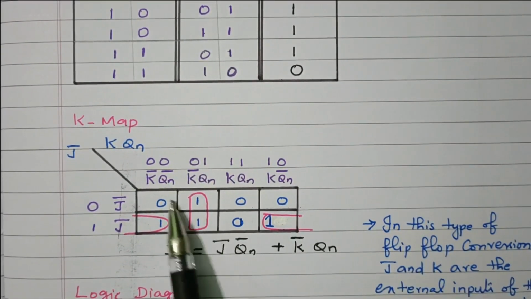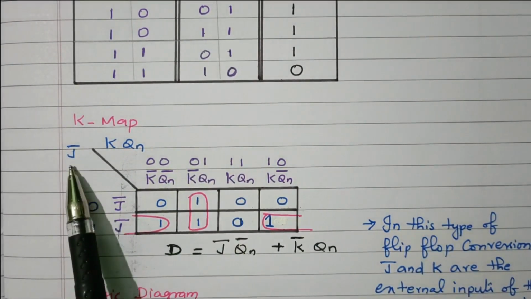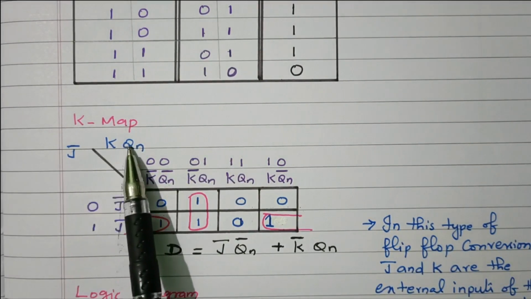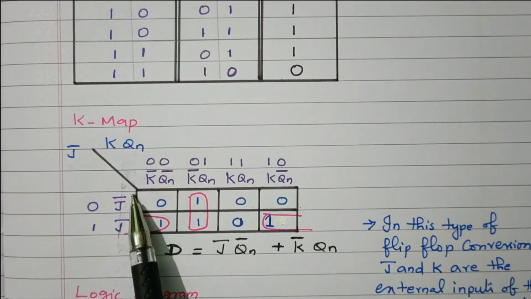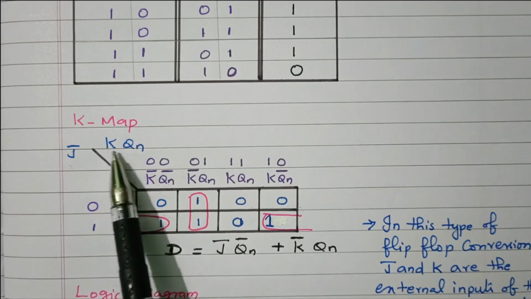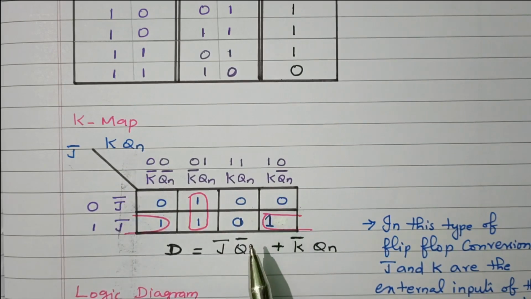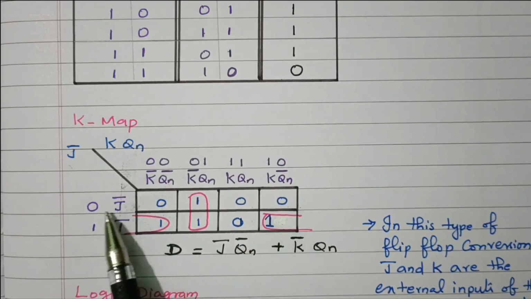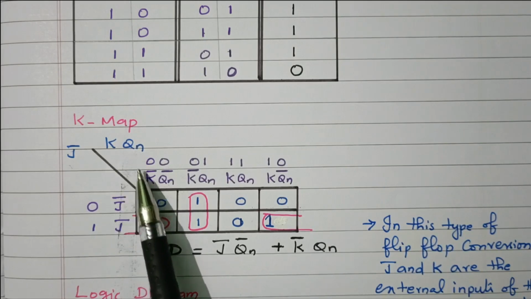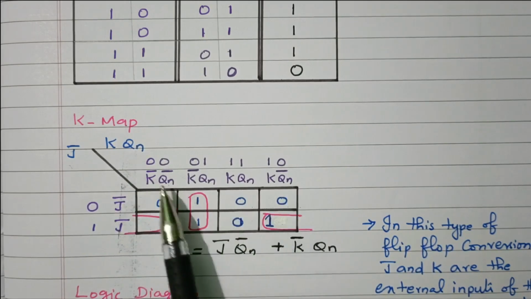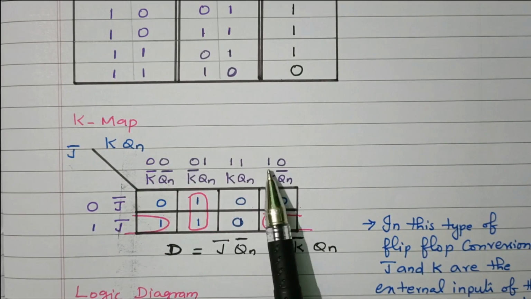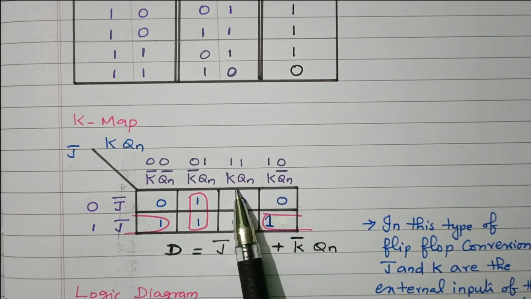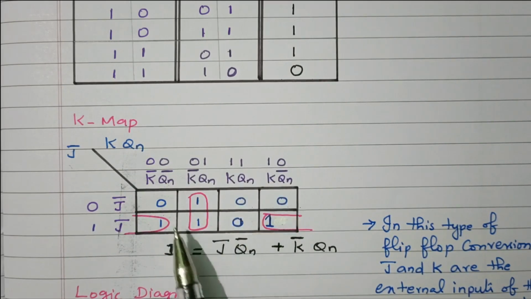So this is the K map available. The three inputs J, K, Qn. J is available vertically. K and Qn available horizontally. Right. So this J, one variable, two possibilities, 0, 1, J bar, J. K, Qn, two variables, four possibilities, 0, 0, 0, 1, 1, 1, 1, 0. We know that there is an interchange between third and fourth column.